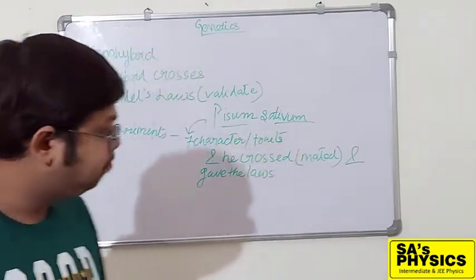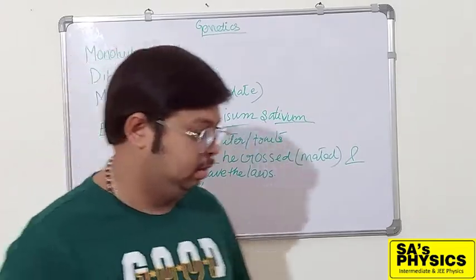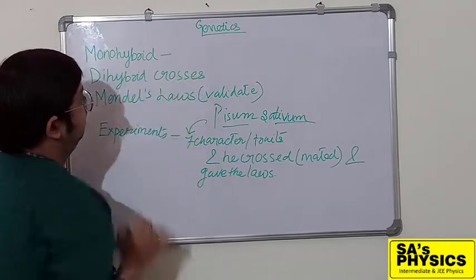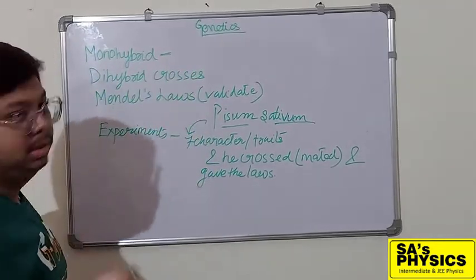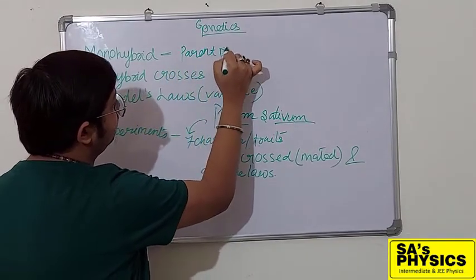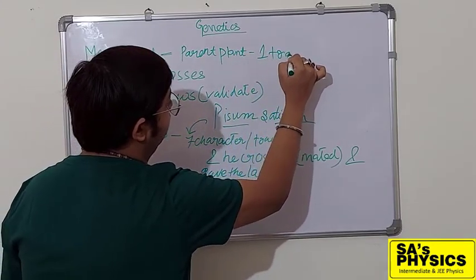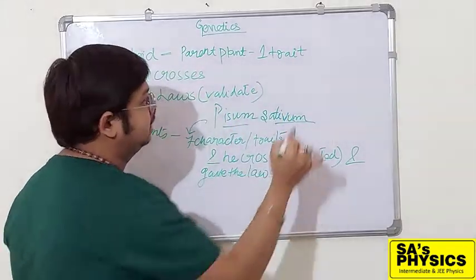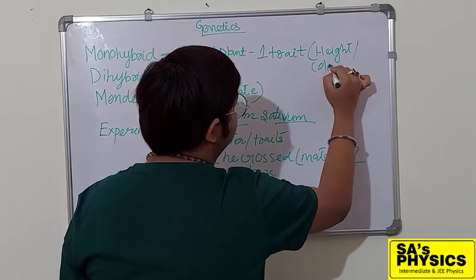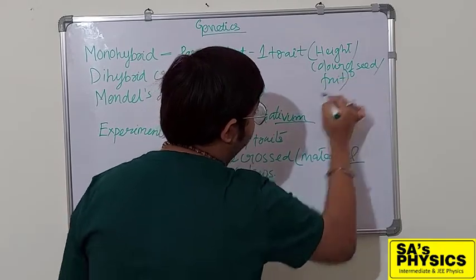So this is the background that I just gave so as to accustom the students again. Now we'll see how these laws were verified with all these experiments. So monohybrid cross, and let me just explain this. Monohybrid cross basically means we are taking a parent plant and considering only one trait in that plant. One particular trait, like maybe the height or color of seed or fruit, etc.